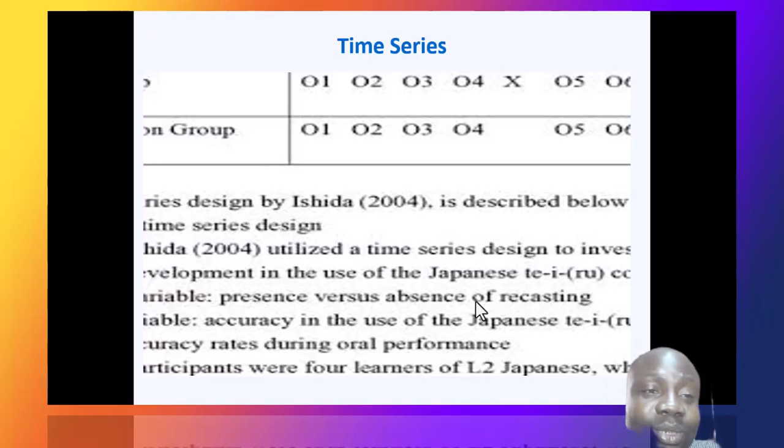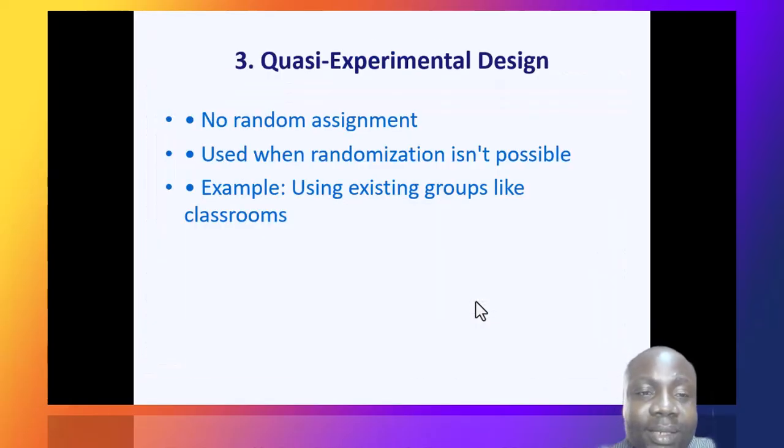Then the treatment was administered, which is the X, and the O5 is the post test, and O6 is another post test, just to check improvement and all of that. Then the control group did not have, as it were. So that's the time series design. Now, the ones that I have not discussed, I will discuss in the quasi experimental.